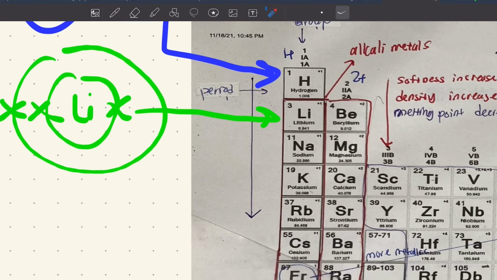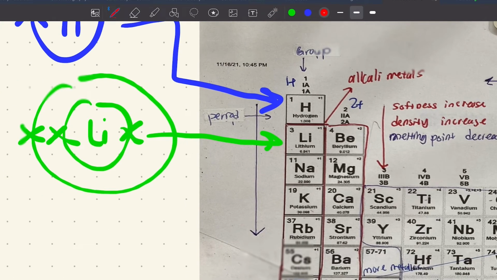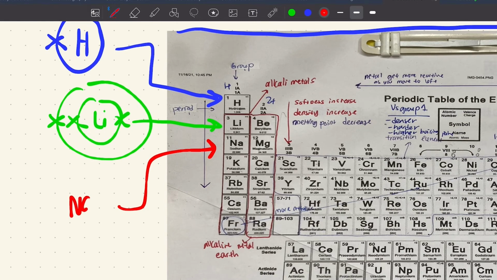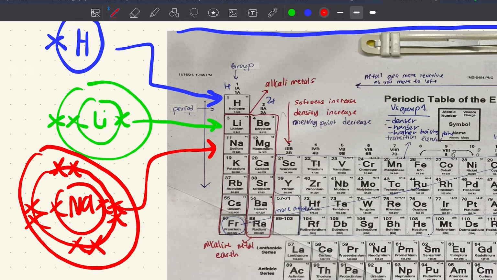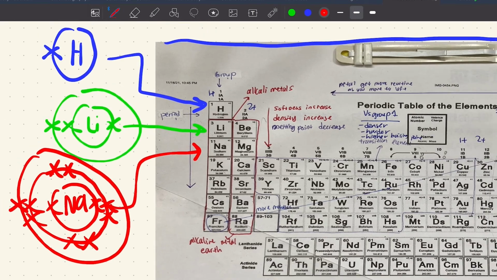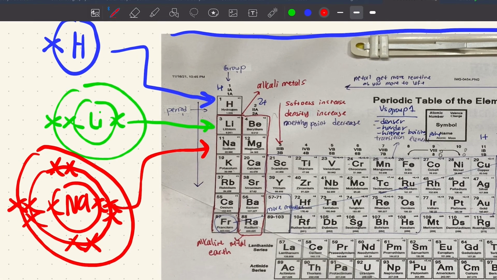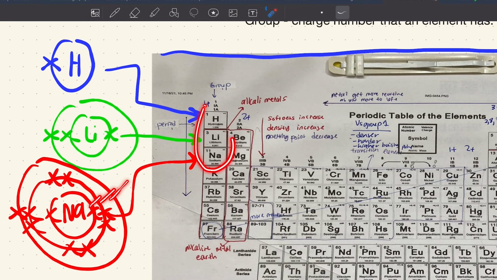So let's try sodium. Sodium has 11 protons, meaning 11 electrons. So Na, 1, 2, 3, 4, 5, 6, 7, 8, 9, 10, and here. Sorry guys, it looks kind of messy here. So basically we got 3 shells, 1, 2, 3, and period 3.